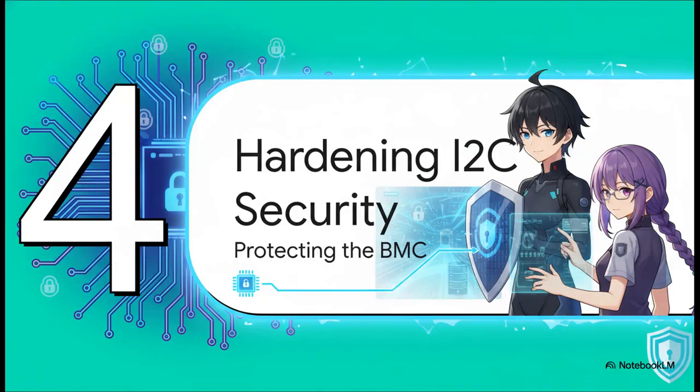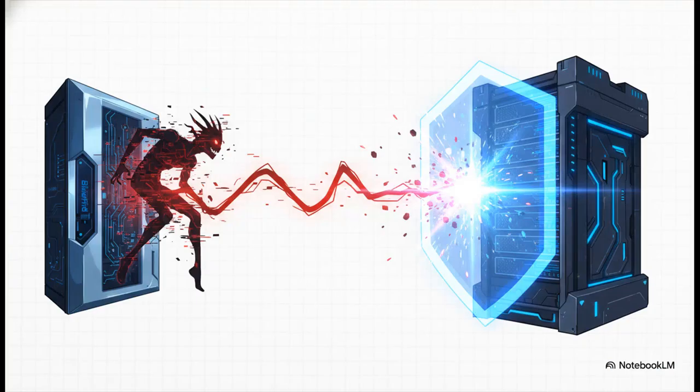Okay, we've got remote access working, which means it's the perfect time to talk security. Welcome to Section 4, Hardening I2C Security. We need to make sure this powerful management interface can't be turned against us. So here's the scenario we want to avoid. If, for some reason, the BlueField's ARM processor gets compromised, an attacker could potentially use it to jump over and get total control of the BMC.